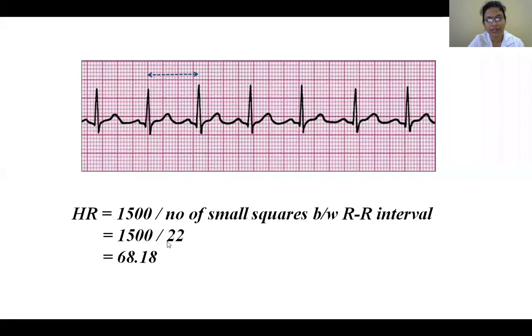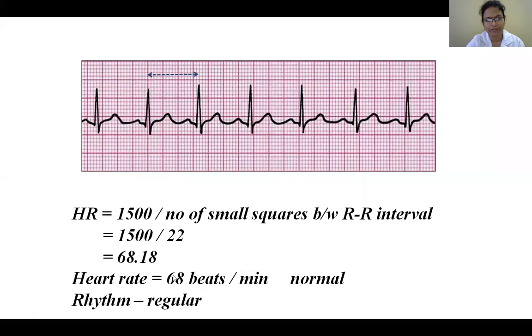So 1500 divided by 17 should be, I think, around 99 or something. So again, it is just a mistake over here. It should not be 22, it should be 17. So the heart rate over here would again come in the normal rate.